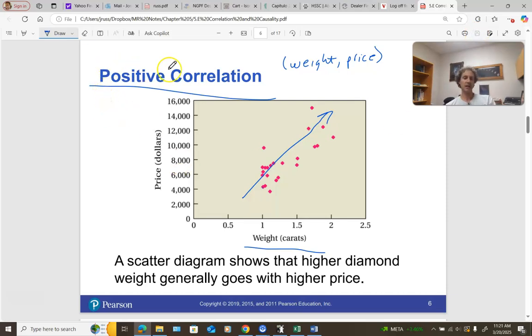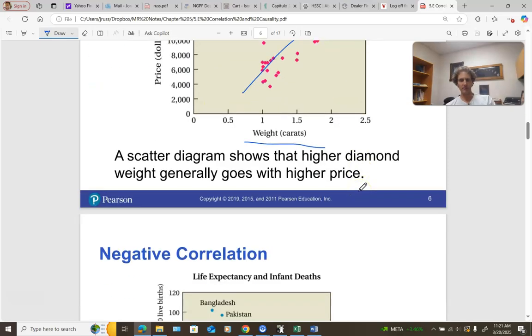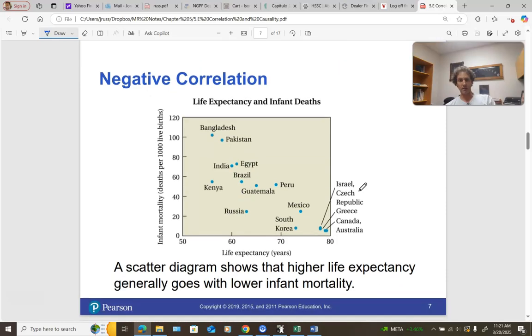But anyway, this is an example of two variables that are positively correlated. Okay. Now we're going to look at an example of two variables that are negatively correlated. Okay. So let's look and see what's going on here first of all. So on the horizontal axis, we've got the life expectancy in years. So this would be the life expectancy in these different countries.